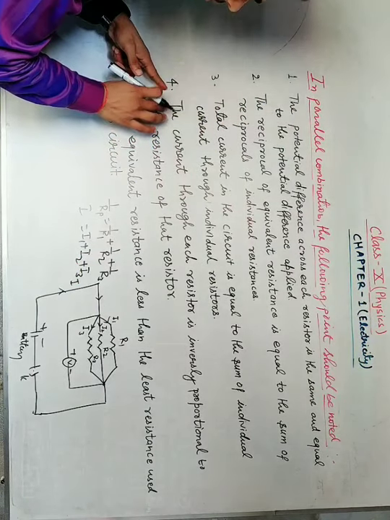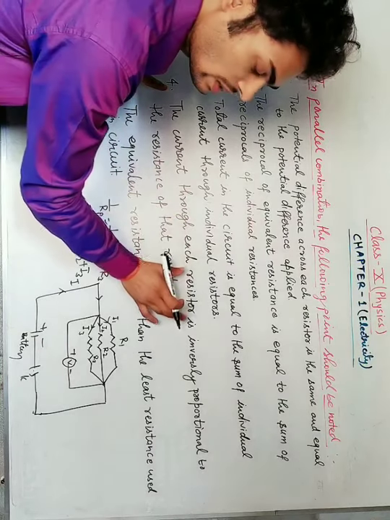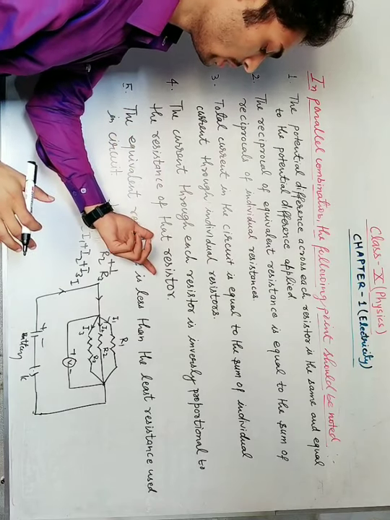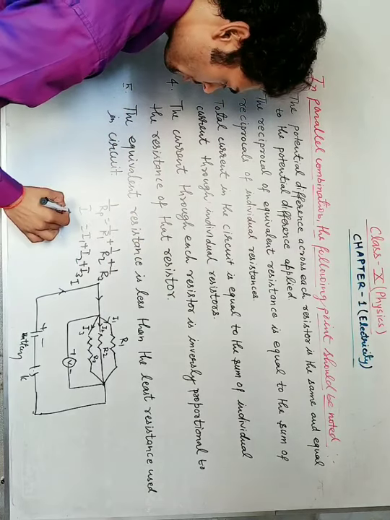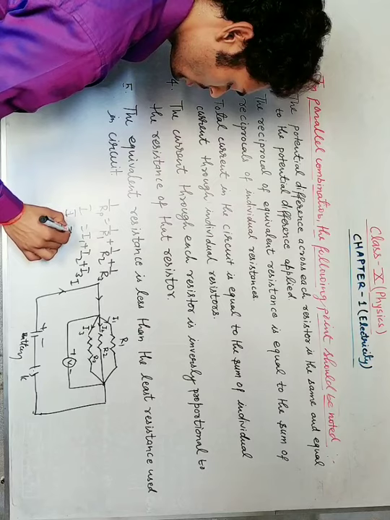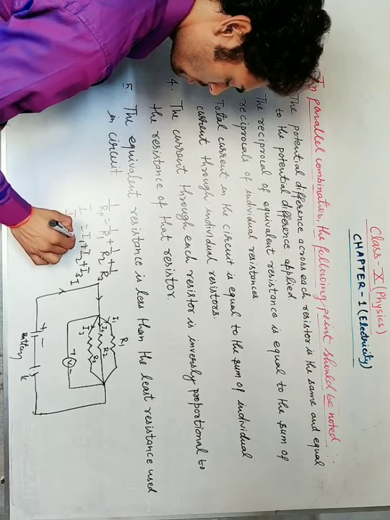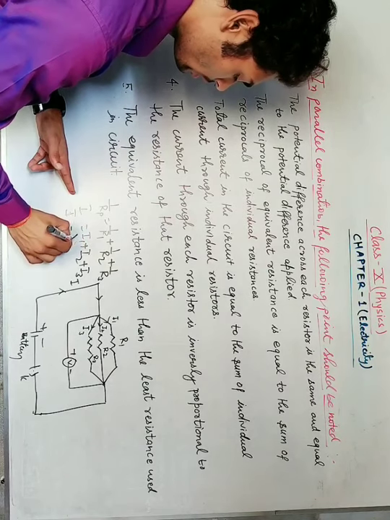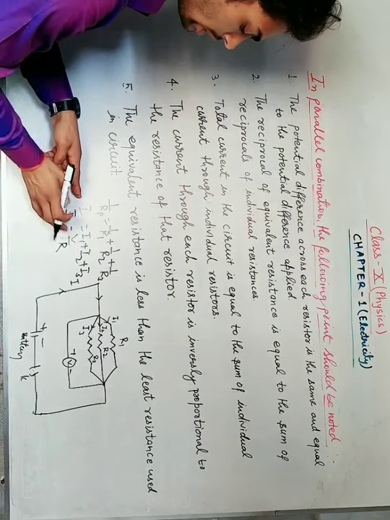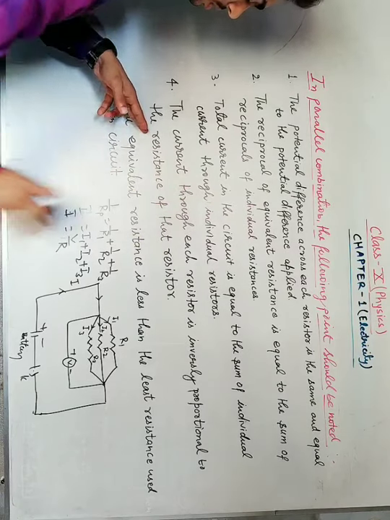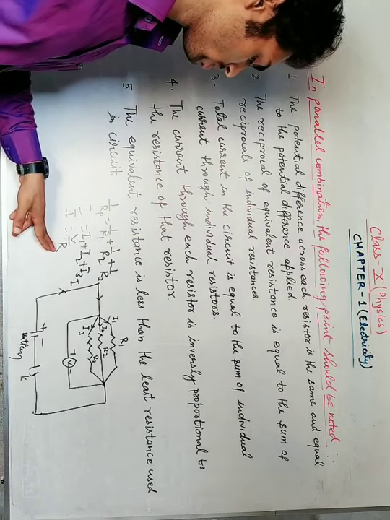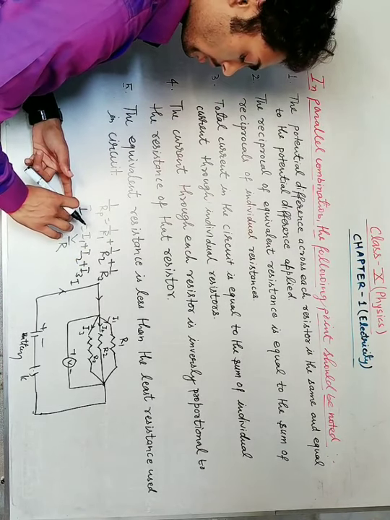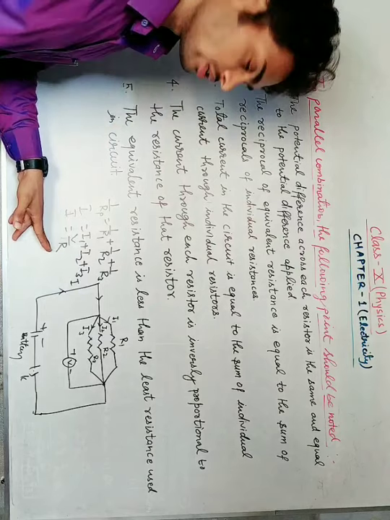And number 4, the current through each resistor is inversely proportional to the resistance of that resistor. Means the current I equal V by R. Current I is inversely proportional to the resistance. Means as resistance increases, current decreases, and as current increases, resistance decreases.